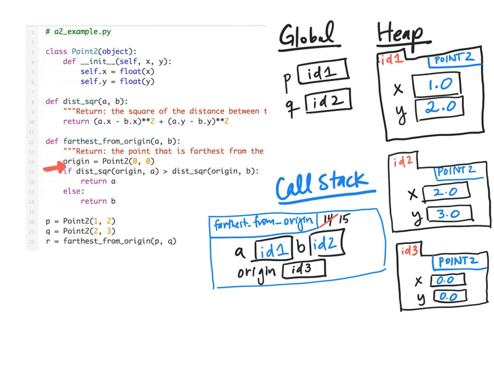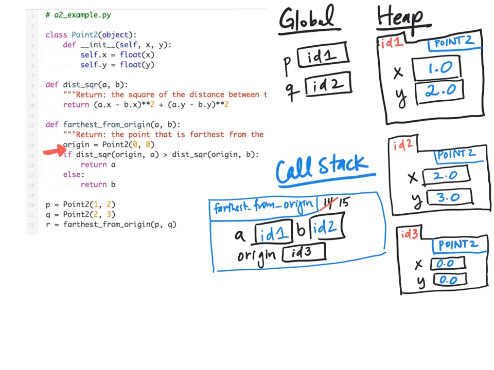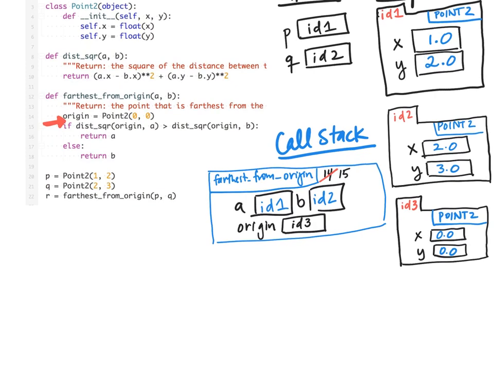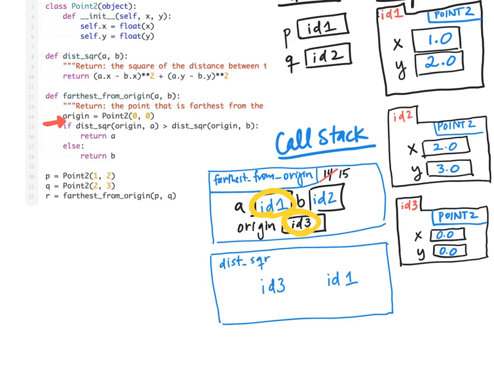Line 15 is going to make two calls to the function dist square. The first call passes in the arguments origin and a, which inside of the call frame for dist square will be the values for parameters a and b. We begin executing this function on line 10.